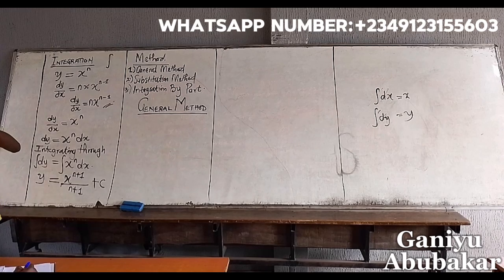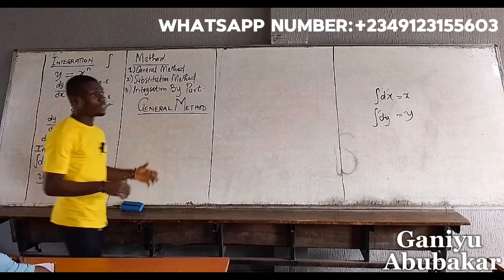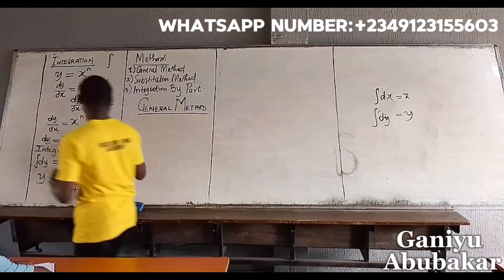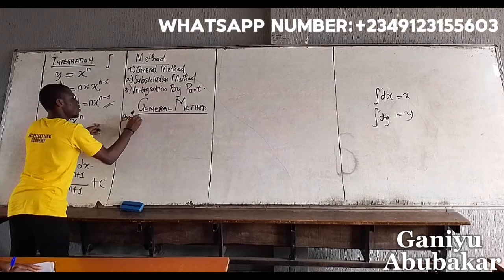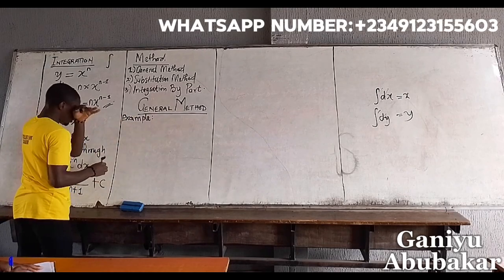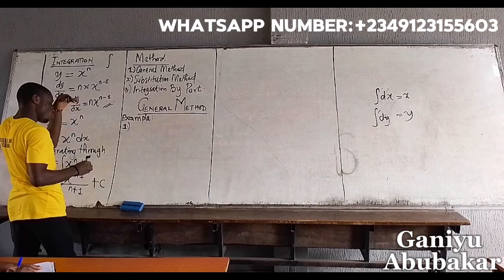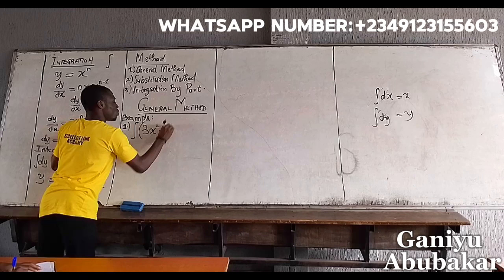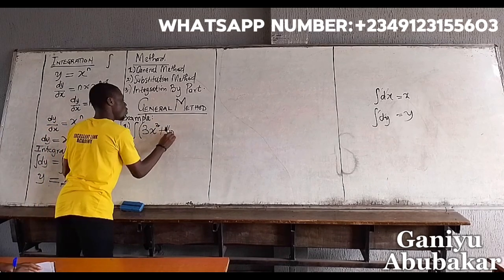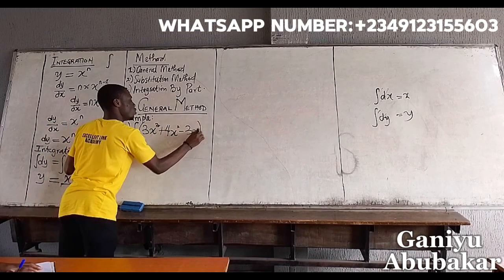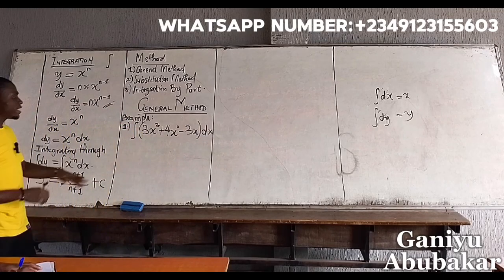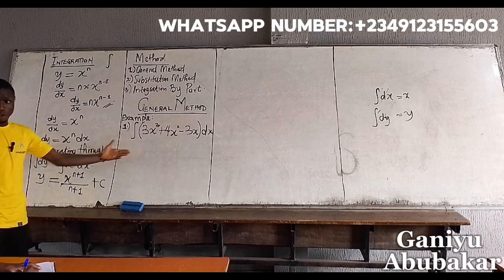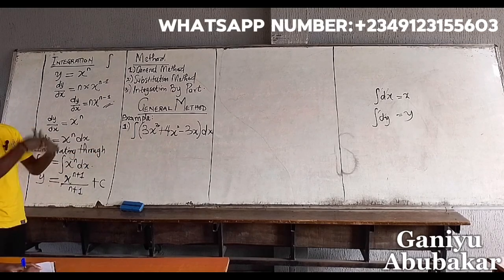Look up. Let me emphasize something, please. Let's do some examples and further explain the concept behind the general method of integration. Example one. Integrate the following. Number one: the integral of 3x squared plus 3x cubed plus 4x squared minus 3x with respect to x. Let's take this example one and solve together. Of course, you can apply differentiation here. Why? Because I'm seeing the integral symbol, which becomes what? An integration.